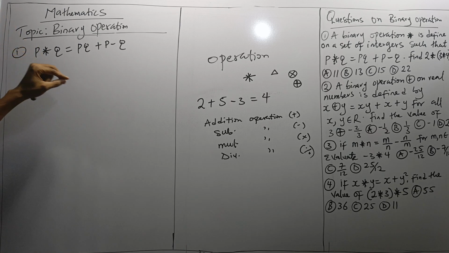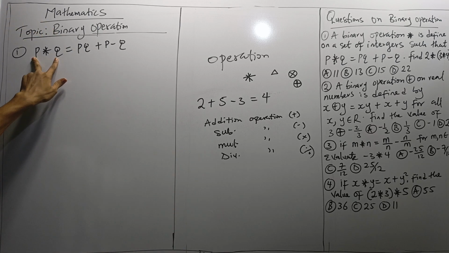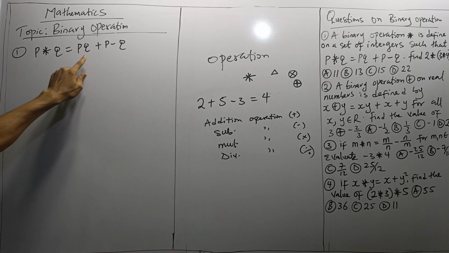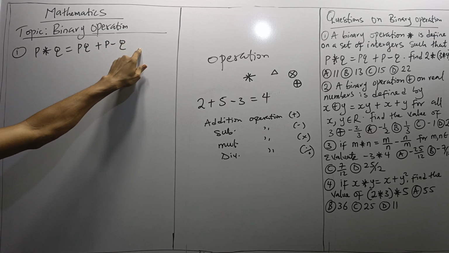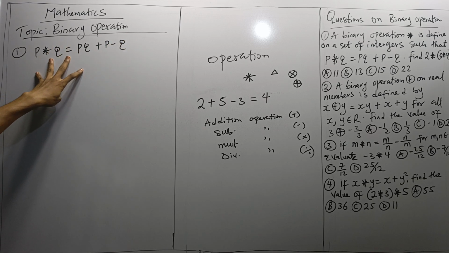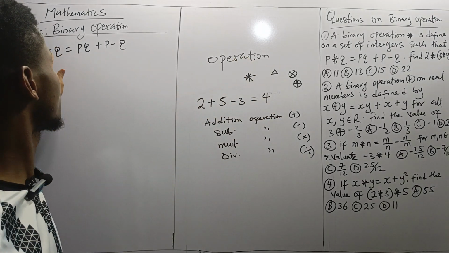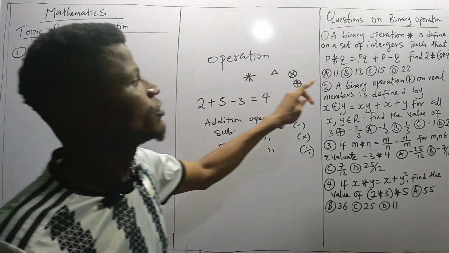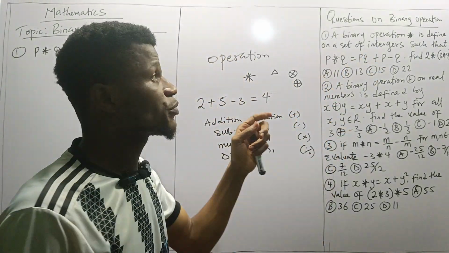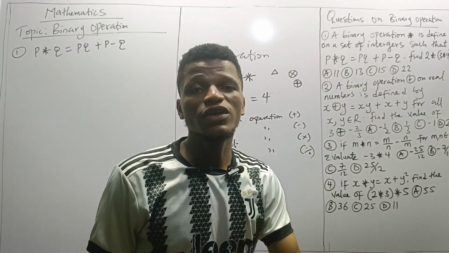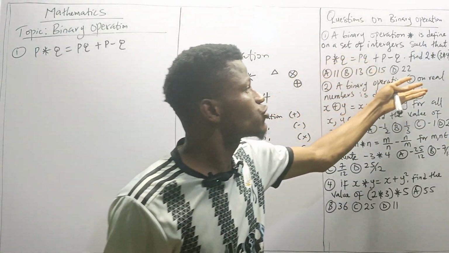So this binary operation was defined on the set of integers, meaning that it is defined on every existing integer. Whenever two integers are combined by the operation, the result will be the product of the two integers, plus the first integer, minus the second integer. This will now be our formula for evaluating anything under this operation. One fortunate thing about binary operation is that the formula defining the operation is given in the question. With that formula, you can solve anything.